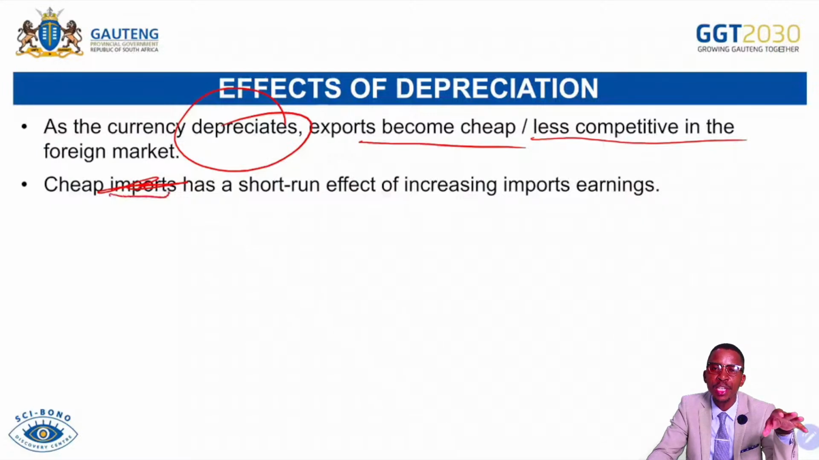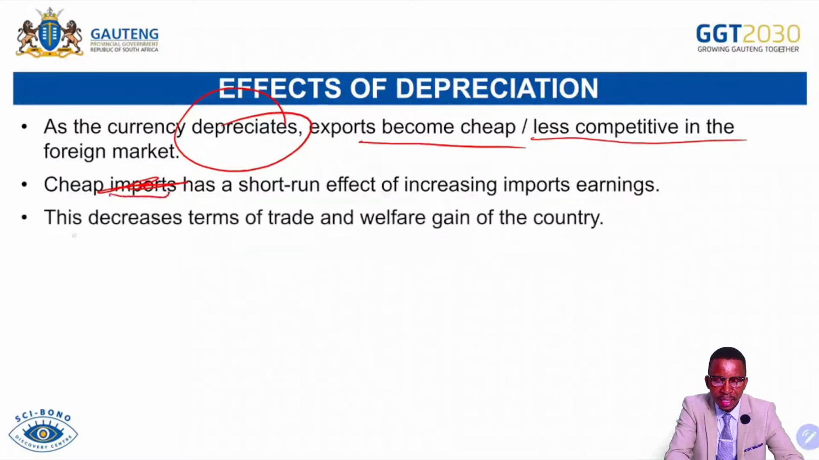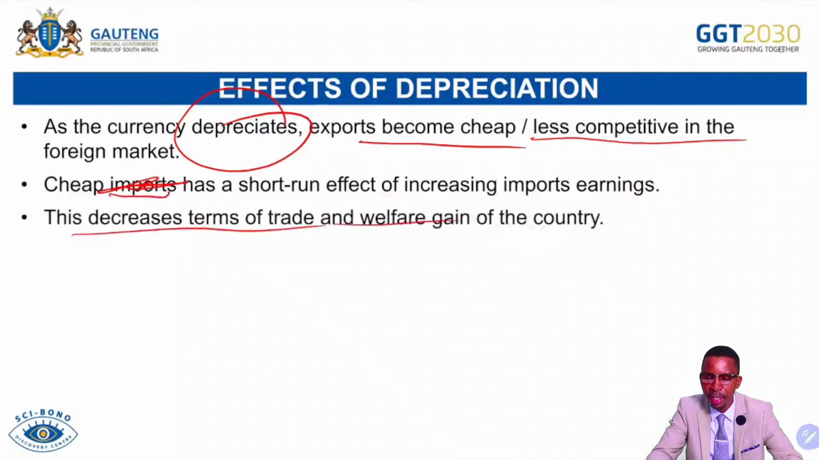So it is important to know that as exports are becoming cheap, are we earning more on them? No, we might earn less, because if our currency becomes too weak, then the goods might be cheaper than the cost of production, which will devastate our locally produced goods and services abroad. This decreases the terms of trade welfare gain of the country.